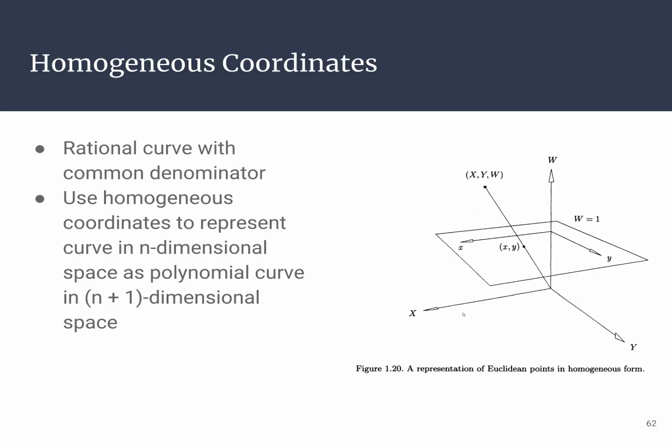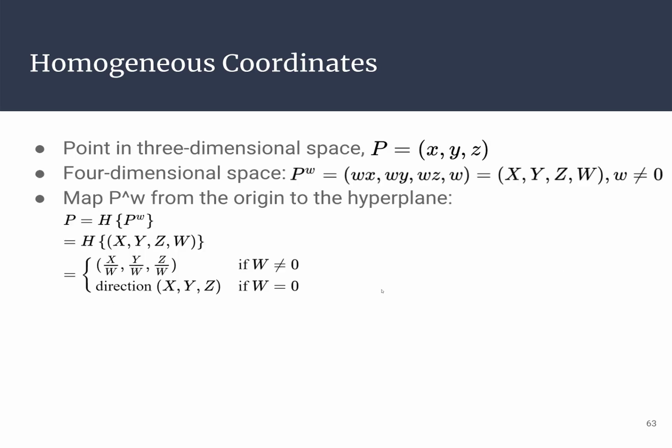Now on to homogeneous coordinates. Here we have a rational curve with the common denominator. We use homogeneous coordinates to represent a curve in an n-dimensional space as a polynomial curve in n plus 1 dimensional space. Here we would represent a 2D curve in 3D space.